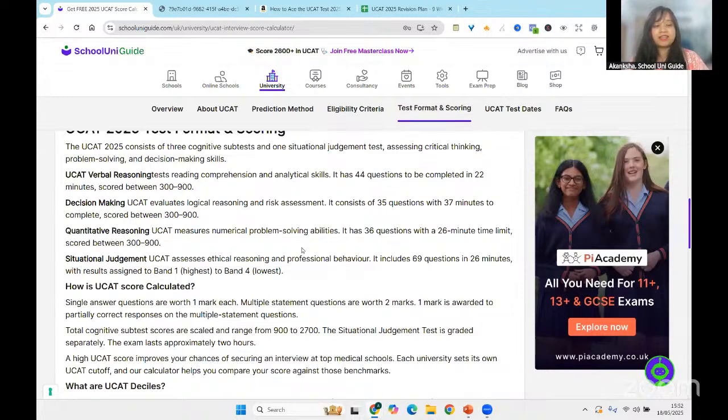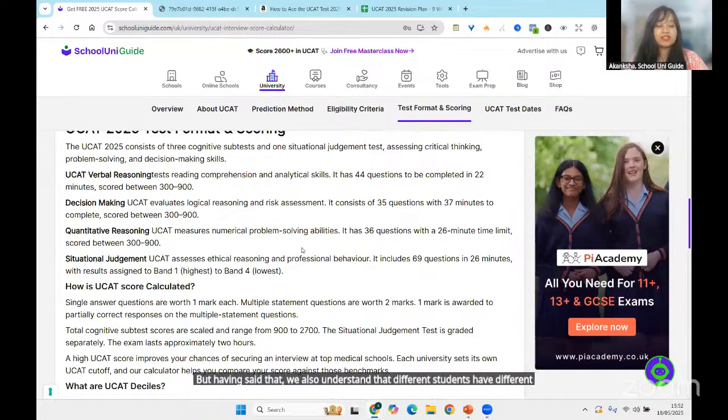But having said that, we also understand that different students have different strengths. So it would be best to sit one UCAT mock at the beginning itself, so that you can understand where exactly your daughter sits. Is she perhaps very comfortable with quant, and perhaps not familiar with situational judgment sort of questions? So make sure that you're giving her a diagnostic assessment of sorts, so that she can figure out exactly which subject she's struggling with.